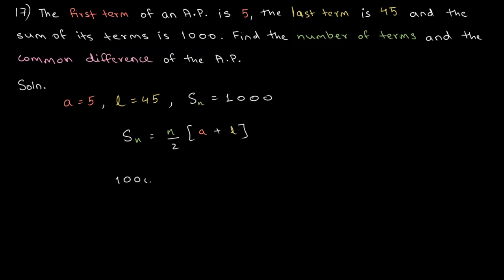So 1000 is equal to n upon 2. N is unknown to us, so we will leave it as it is for now. Upon 2, A we know is 5, right? And the last term L we know is 45. So what we've done is we've plugged in all the known values. Now as you see in this equation, n is the only unknown, so we just need to solve for n.